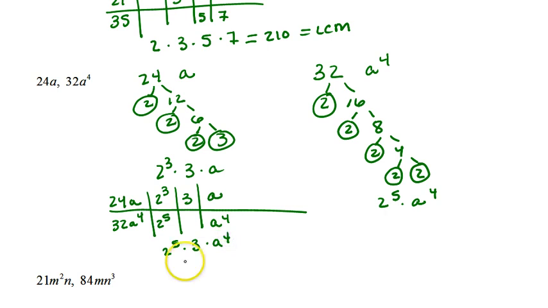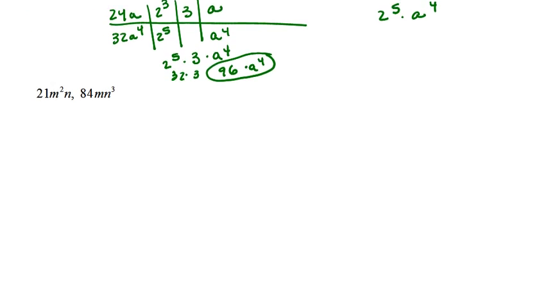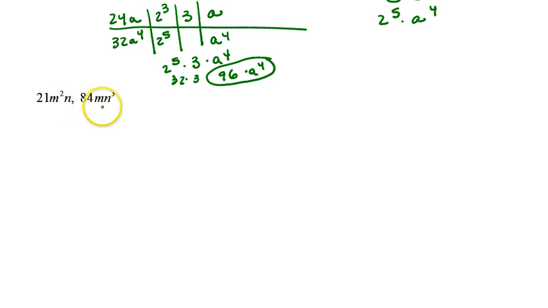Now if I multiply this out, 2 to the 5th is 32 times 3 is going to give me 96 times A to the 4th. This would be my least common multiple for these two. Let's look at the next one. Right, here we have more than one variable. We have m to the 2nd and n, m and m to the 3rd.